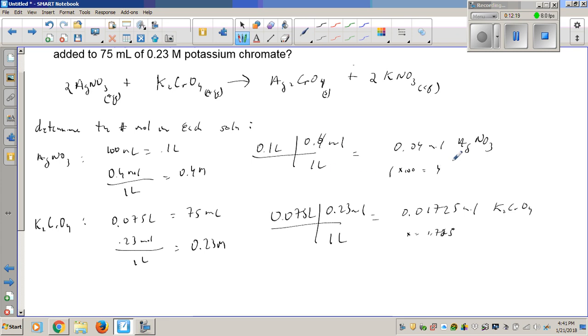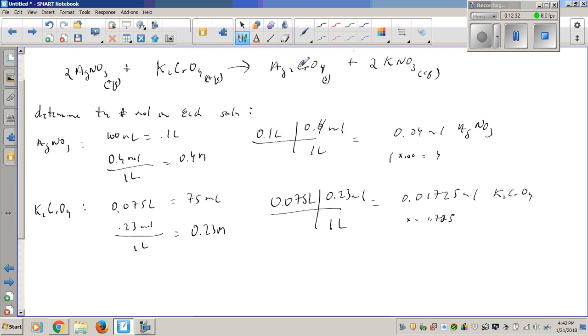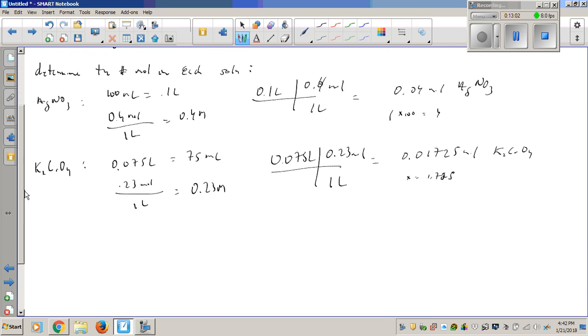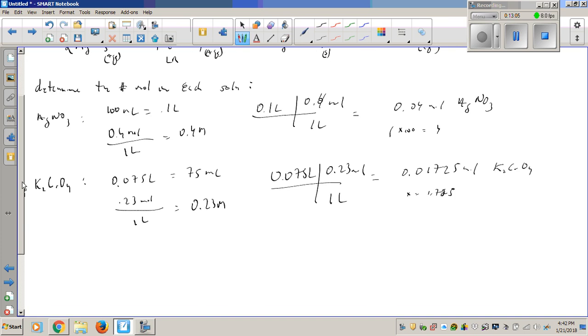So if we take 4, which is 2 times this value, we would get 2 times the solid, or 2 moles. So silver nitrate will produce 2 moles, whereas if we take this value, 1.725, this is a 1-to-1 ratio, so that means we would get 1.725 moles of the silver chromate. And since 1.725 is less than 2, this is our limiting reactant. And so that's just a real quick way of analyzing it. Otherwise, you would have to put both of those into a bracket and then use their stoichiometry. And you can do that.